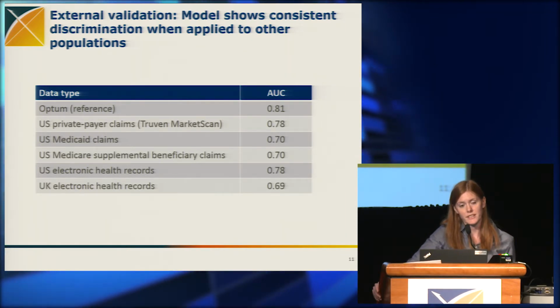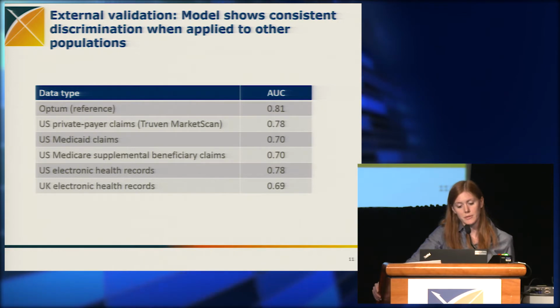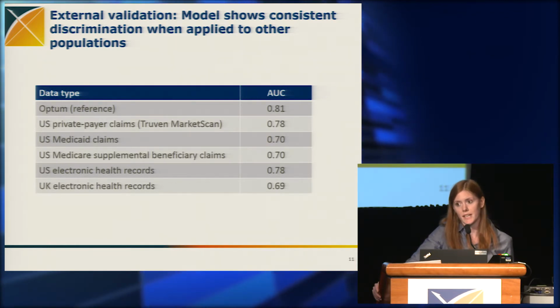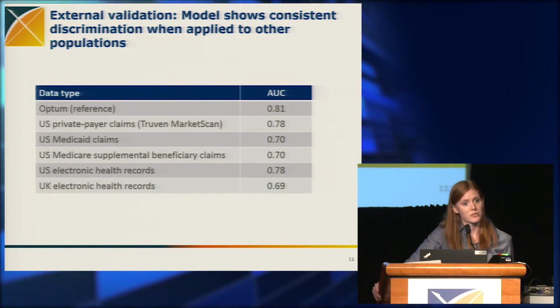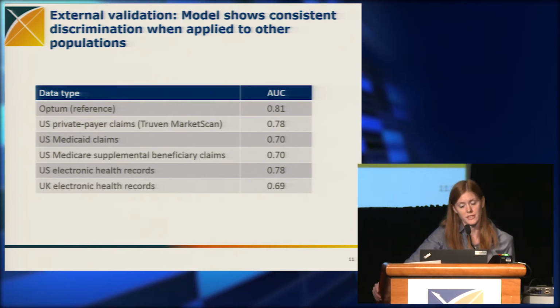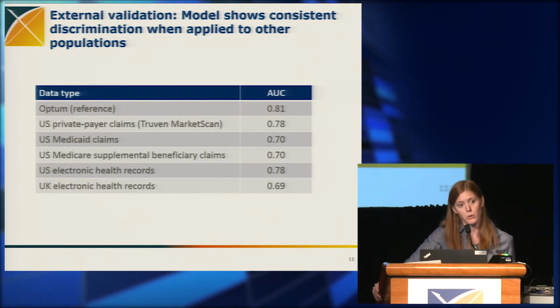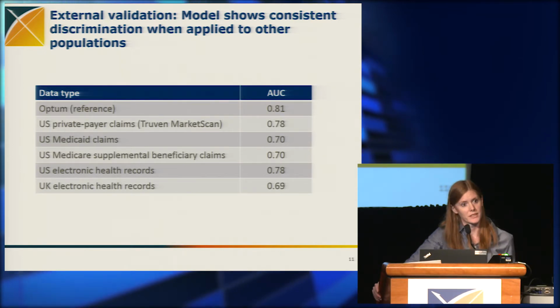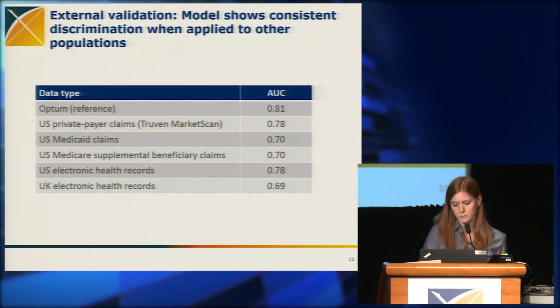When we externally validated this model, we looked at similar data sets. So we looked at another US private payer claims data set. We looked at data sets that had slightly different populations, so we looked at a Medicaid and a Medicare supplementary data set. We looked at whether it would transport to electronic health record data, and whether it would transport to non-US data. And we see the area under the curve, although we have some drop in some of the data sets, it's still very good performance. An area under the curve of 0.6 or higher is generally pretty good for external validation. So this is really promising that this model seems to work well.